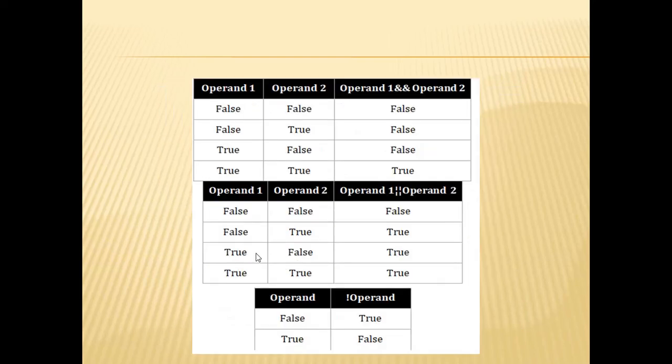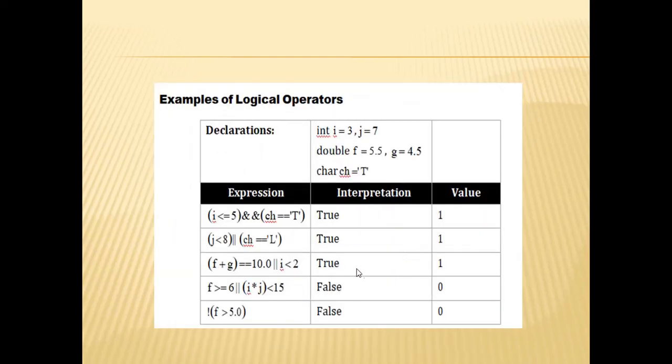So you observe here, true logical OR false. Here the result is true. Similarly here the result is true. True means 1. And observe the next example here. F is greater than or equal to 6. But here 5.5 is greater than or equal to 6? So this is false.